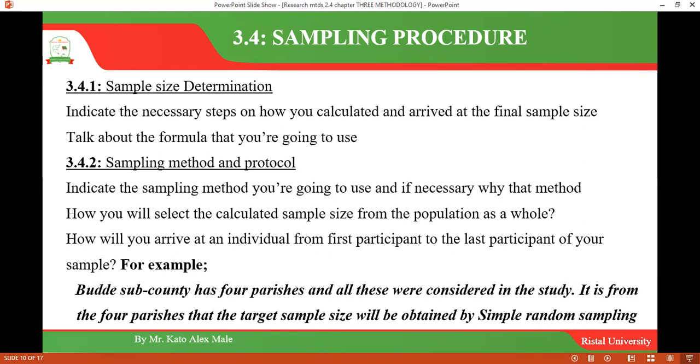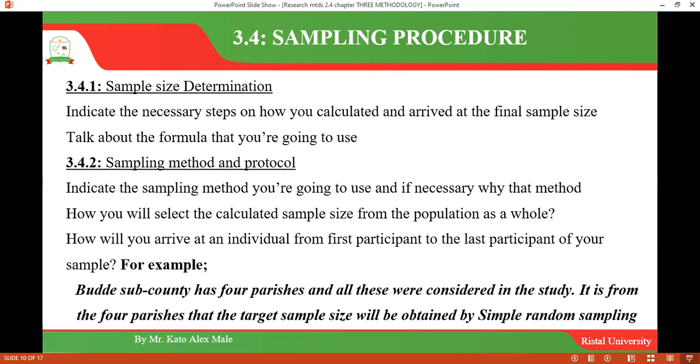Then under number 2, it is 3.4.2, to indicate that 3 is for chapter 3, 3.4 is under sampling procedure, and then 3.4.2 meaning I'm under the sampling protocol, point 1 being sample size determination. So under sampling protocol, indicate the sampling method you're going to use, and if necessary, why that method. It is very much necessary for you to tell us. Here I said that if necessary, tell us why you chose that method. However, it is very crucial for you to indicate that I'm choosing this method because of this and this.